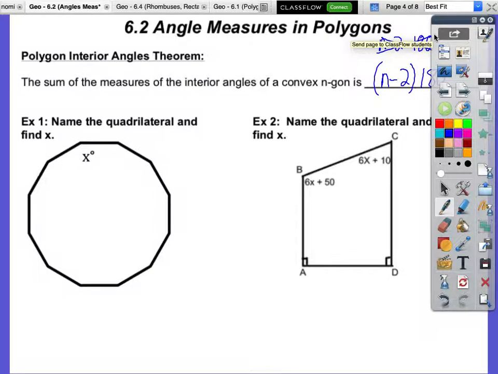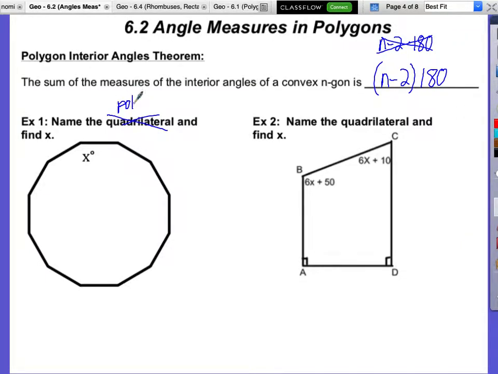So in example 1, it says quadrilateral, that's a typo. It should be name the polygon and find x. So we have to name the polygon by the number of sides, and then find x, one of these angles. This is a regular polygon, so all the angles are congruent, have equal measure.